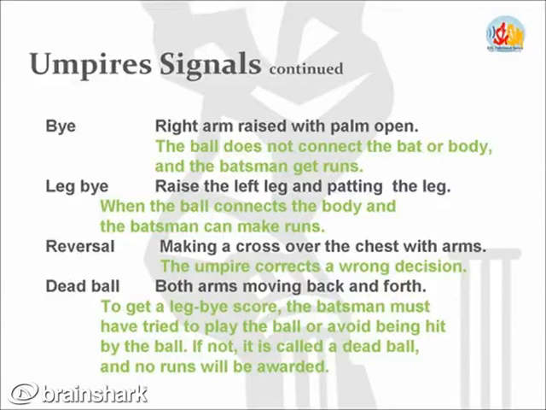Reversal. Making a cross over the chest with arms. The umpire corrects a wrong decision. Dead ball. Both arms moving back and forth. To get a leg by score, the batsman must have tried to play the ball or avoid being hit by the ball. If not, it is called a dead ball, and no runs will be awarded.